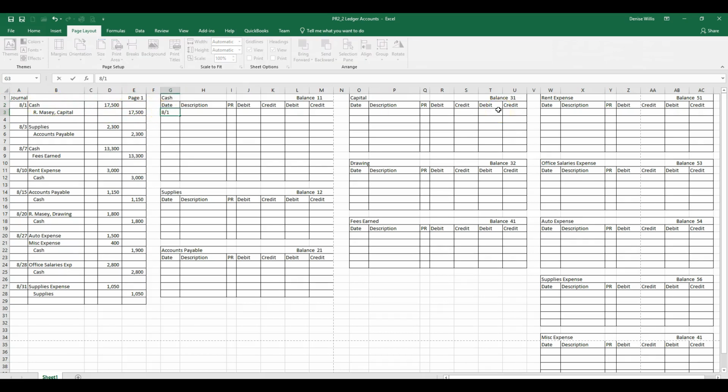So on 8/1, and I have entirely made up these dates, by the way. The problem didn't actually have dates. So on 8/1, I don't put anything in the description. There comes a point when you may need this column, but it's not now.